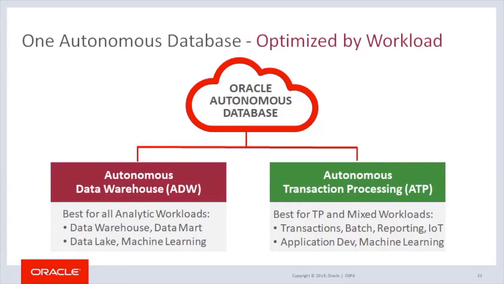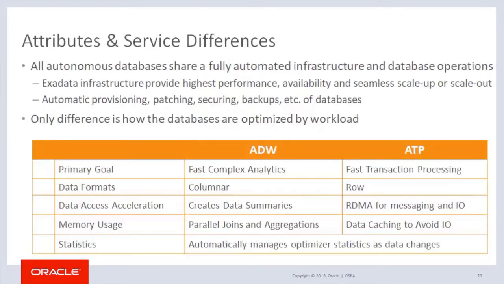The second member is Autonomous Transaction Processing. ATP is optimized for transaction processing or mixed workload environments and makes an excellent platform for new application development. All members of the Autonomous Database family share the same fully automated high-performance Exadata infrastructure that provides world-class availability and scalability. They also share complete automation of all database administration tasks, such as provisioning, patching, securing, backups, etc. Autonomous Transaction Processing only differs from Autonomous Data Warehouse when it comes to how to optimize for each specific workload within the database.